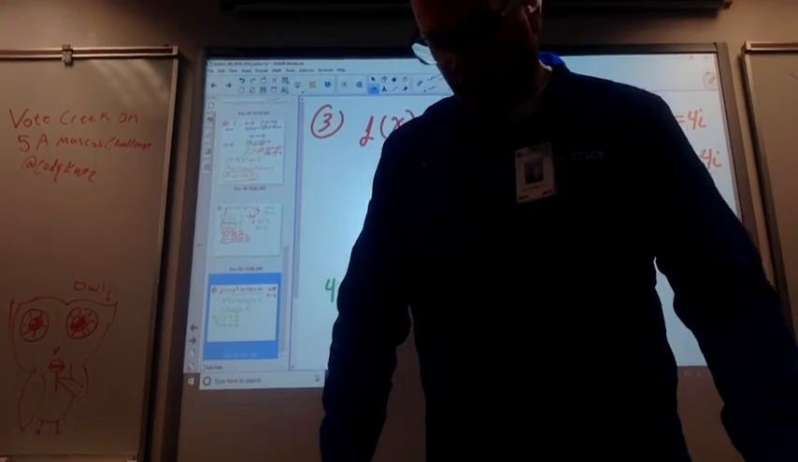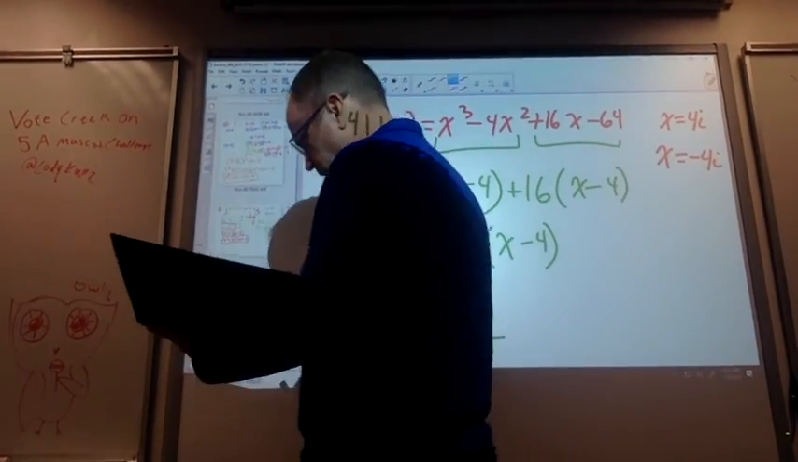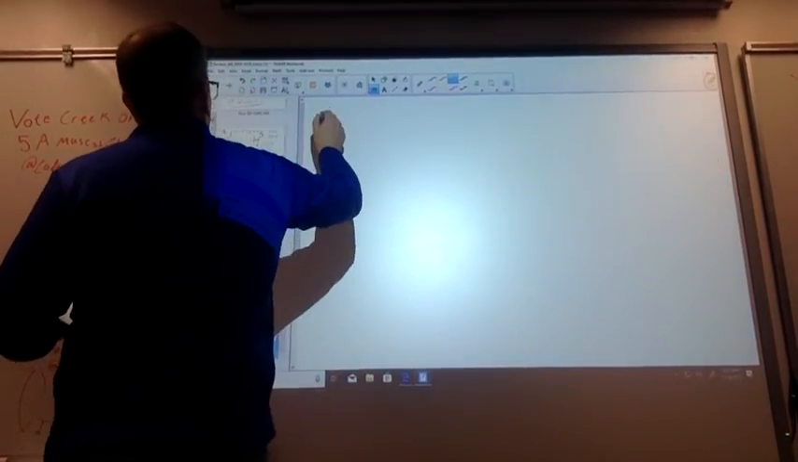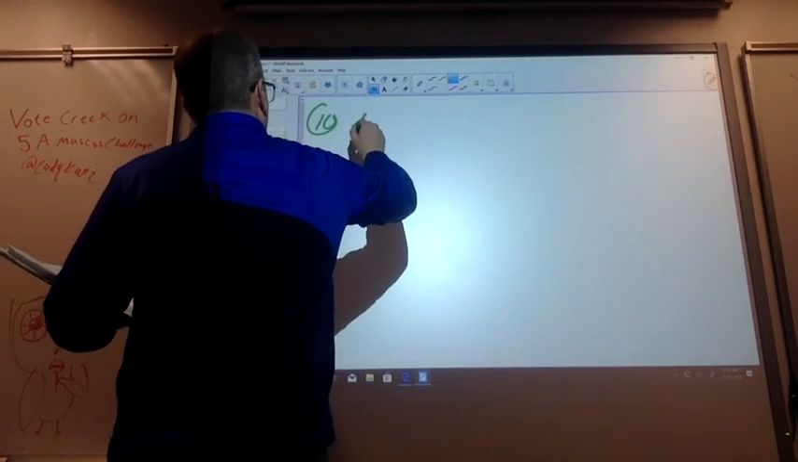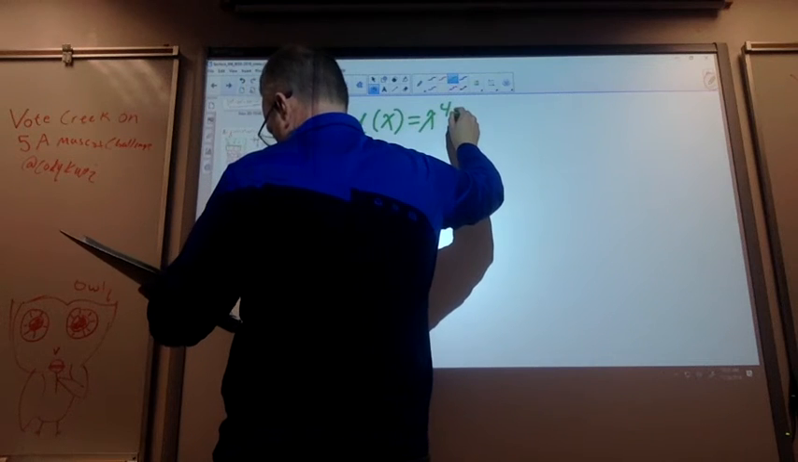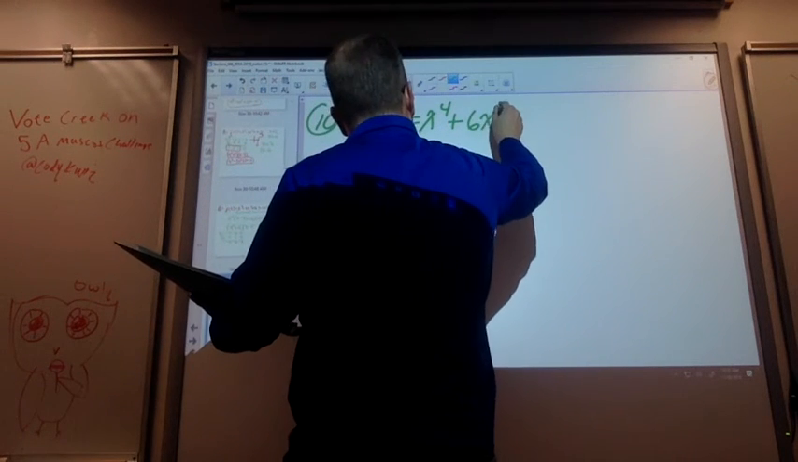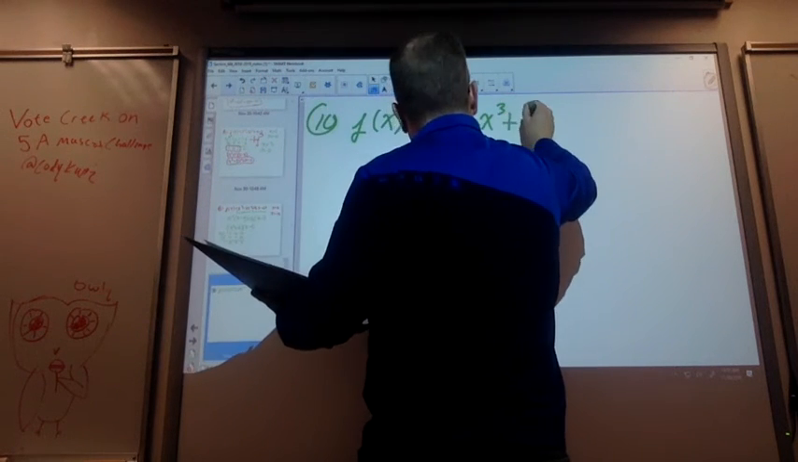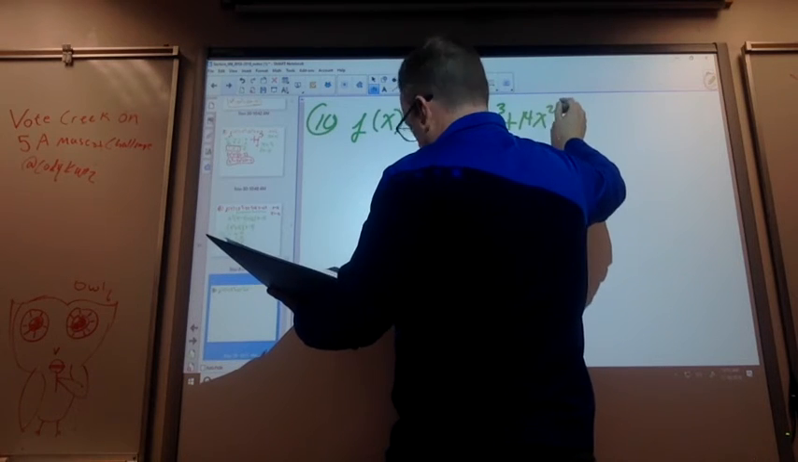Number 10. Use your graphing calculator, so make sure you have that out, please. Number 10 is Olivia. How many zeros does this have? 4. Why is that? Because it's x to the 4. Yeah, it's my highest exponent.